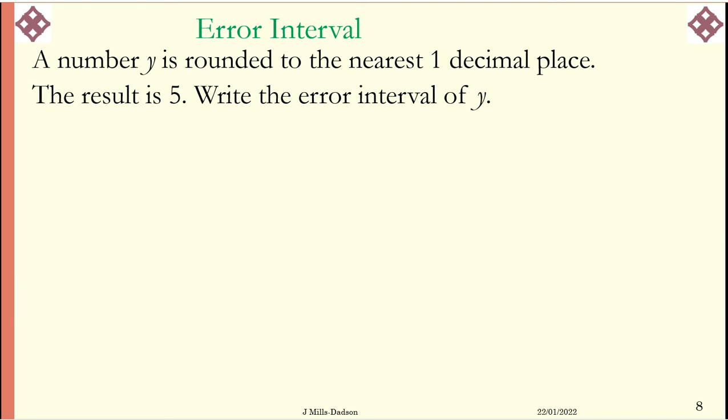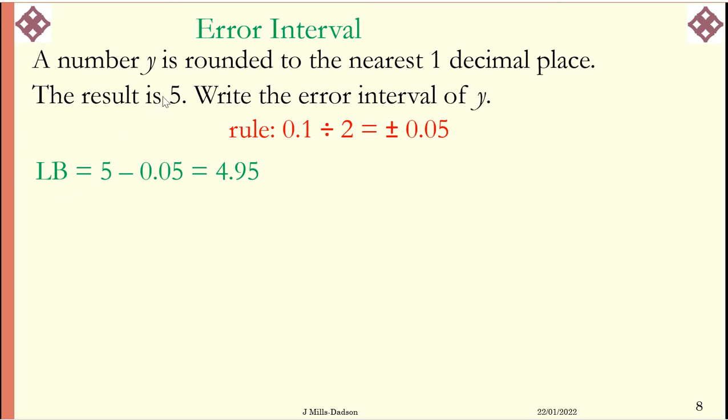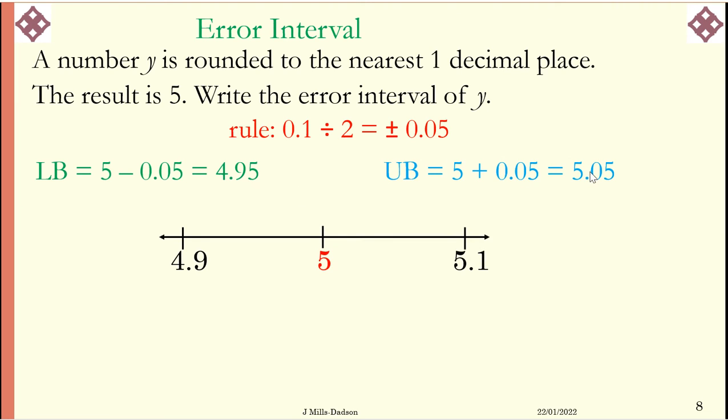What is an error interval? A number y is rounded to the nearest 1 decimal place. The result is 5. Write the error interval of y. Okay, so the result is 5. What we need to understand is that because it says 1 decimal place, the approximation clue here says what? 1 decimal place, which is 0.1, divided by 2. So we use this to create the lower and upper bound, which means that the lower bound will be 5 minus 0.05, that's 4.95.